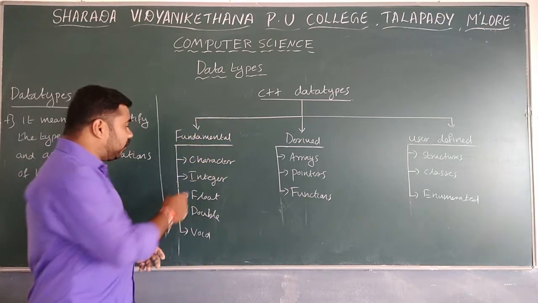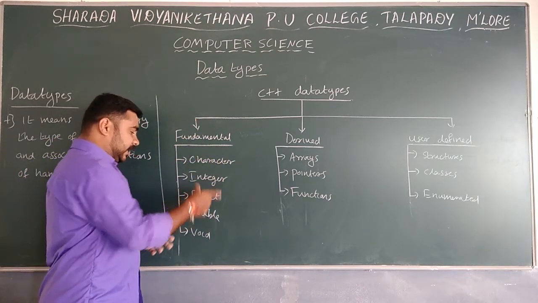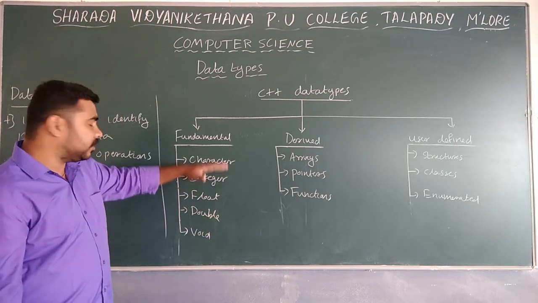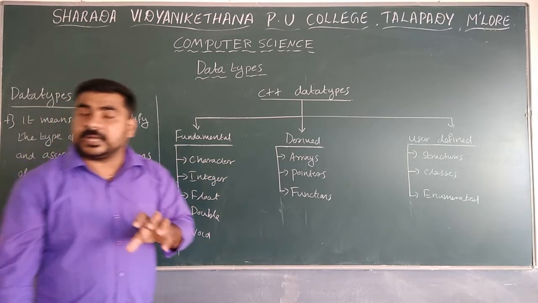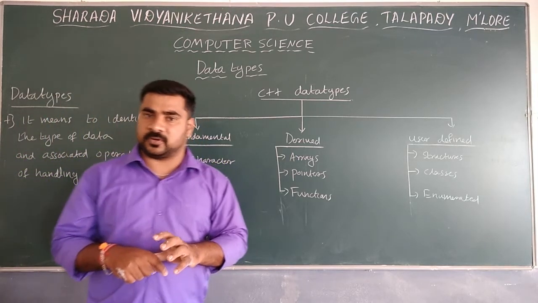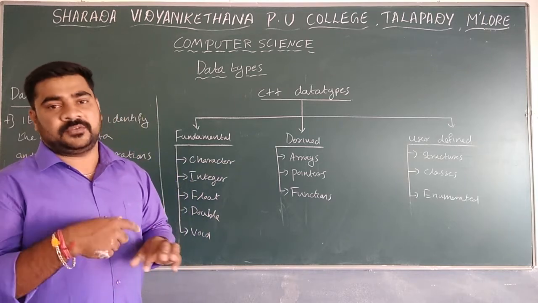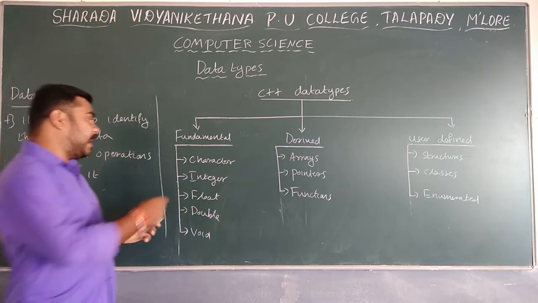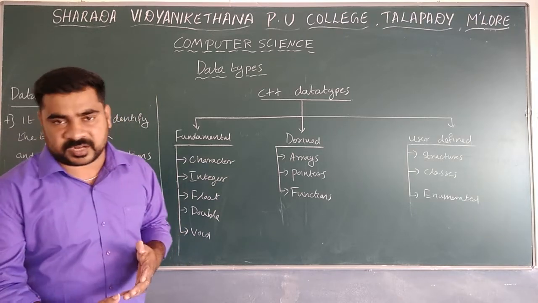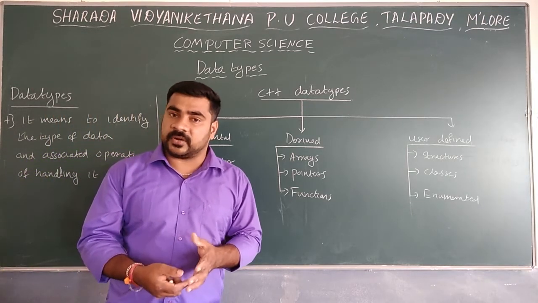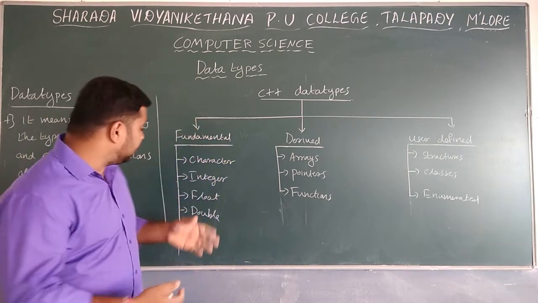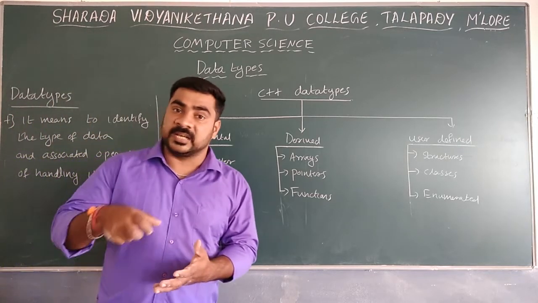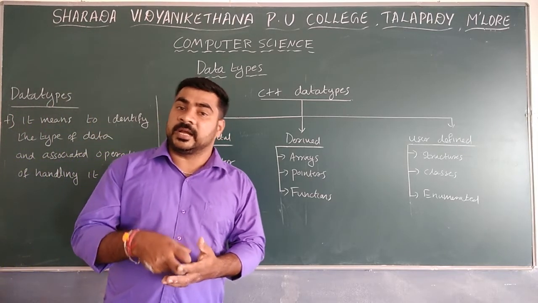So mainly here one is character, second one is integer, one more is float, double and void. Remember, mainly 5 fundamental data types are available in C++ programming. If you take the character, it's possible to store different types of characters. Then if you take integer, it's possible to store integer values. Only we can store the integer data.